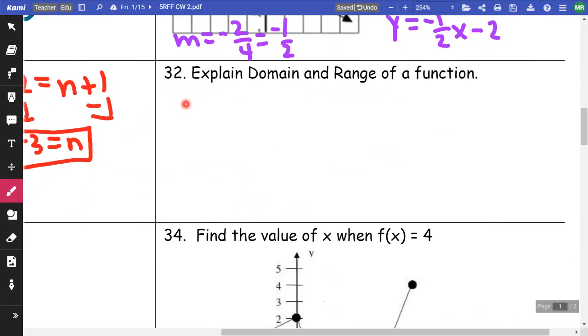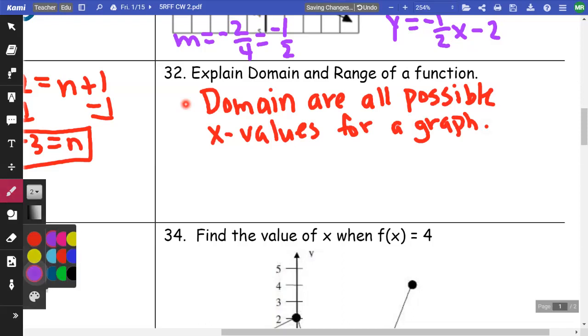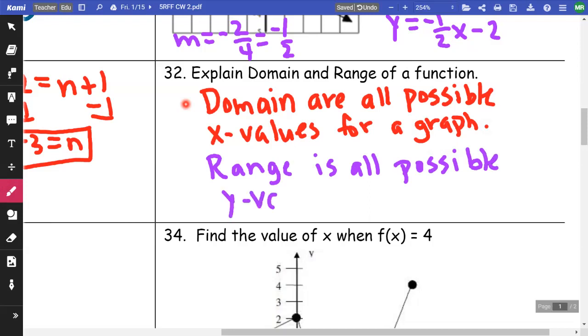Domain and range. Domain, to make it look like a D. Domain are all possible x values for a graph, and the range is all possible y values for a graph.